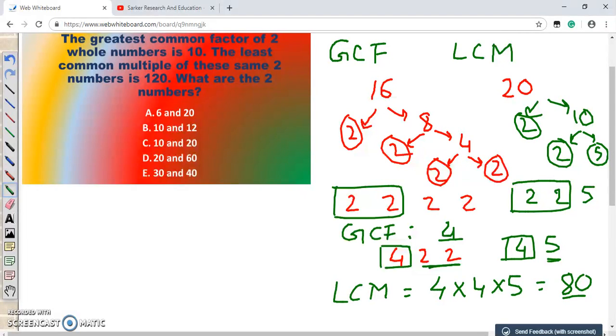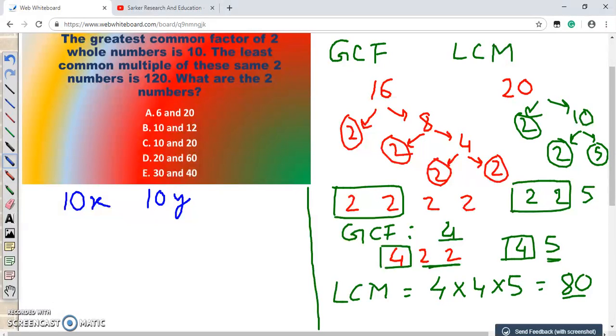This is the principle that we will be using in order to solve this particular problem. If you know about GCF and LCM, that's fine. You can just start from here. Now I am going to our problem. Since the greatest common factor for these two numbers is 10, I can write the numbers as 10x and 10y. Why? Because if 10 is the greatest common factor, the numbers will be multiples of 10. So it will be 10x and 10y.